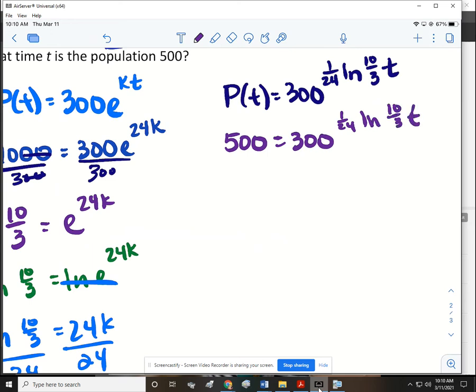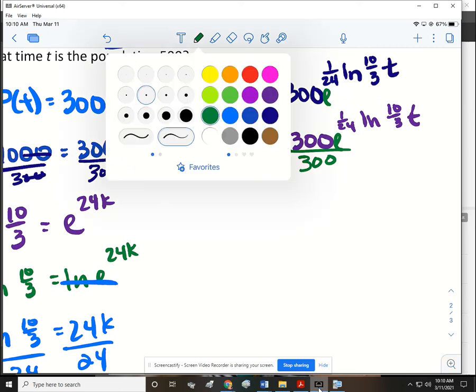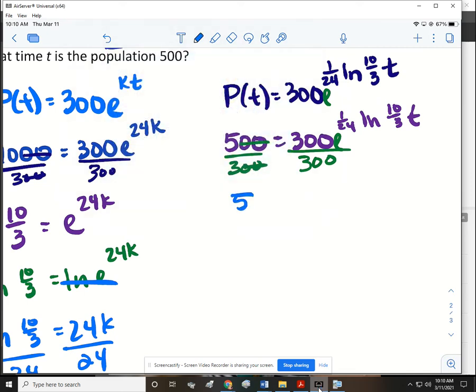Okay, so again, we do that same step where we're going to divide. Why do I keep forgetting the e? I'm sorry. There should be an e there and an e there. I hope you guys don't do that because I keep doing it. So it's 5/3 equals e to the 1/24th natural log of 10/3 times t.